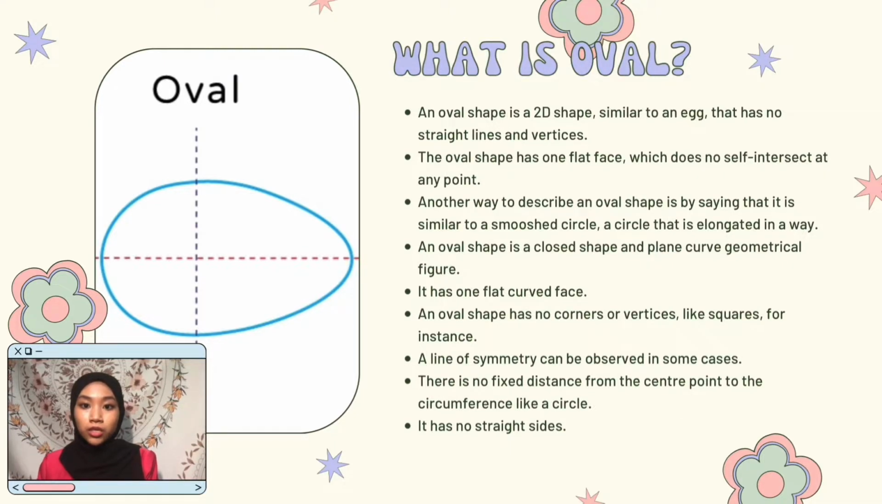An oval shape has no corners or vertices like squares, for instance. A line of symmetry can be observed in some cases. There is no fixed distance from the center point to the circumference, unlike circles. It has no straight sides.